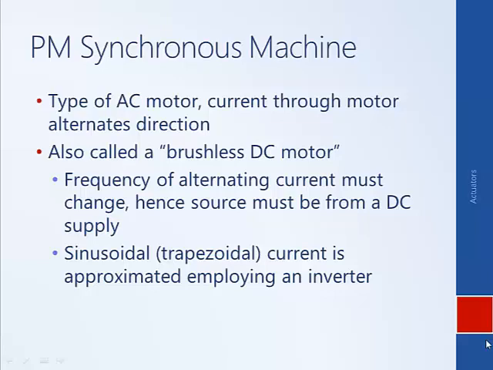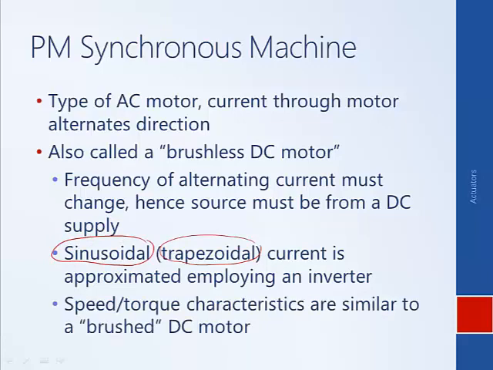And the way that the DC supply is changed into alternating current is through the use of an inverter, either to create a sinusoidal or approximate a sinusoidal current, or what we call trapezoidal current. I've seen in some instances that machines where the current is trapezoidal is called a brushless DC, and a machine where the current is sinusoidal is called a synchronous AC machine. Another reason why a PM synchronous machine is called a brushless DC motor is because the speed-torque characteristics of the motor are similar to a brushed DC motor. As I'll show subsequently, the mathematical models for the two types of motor have the same sort of structure.